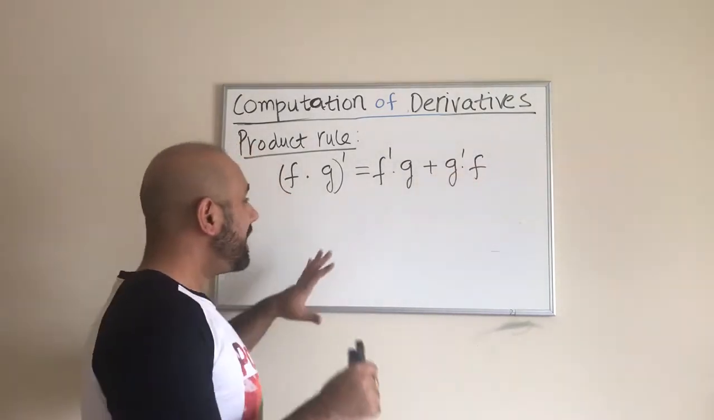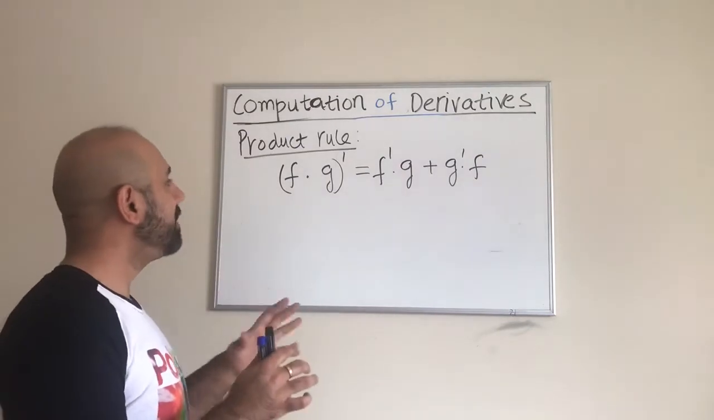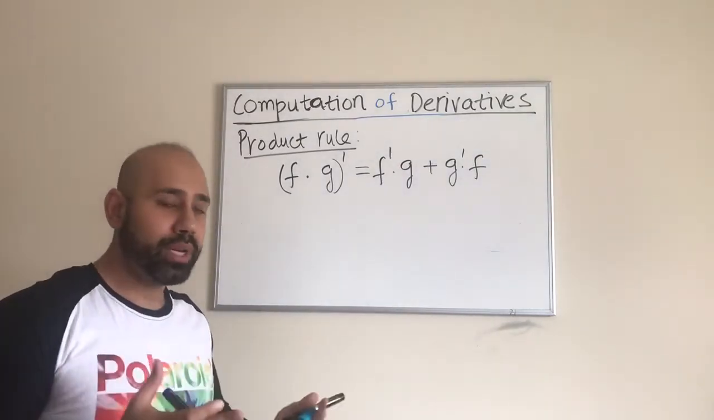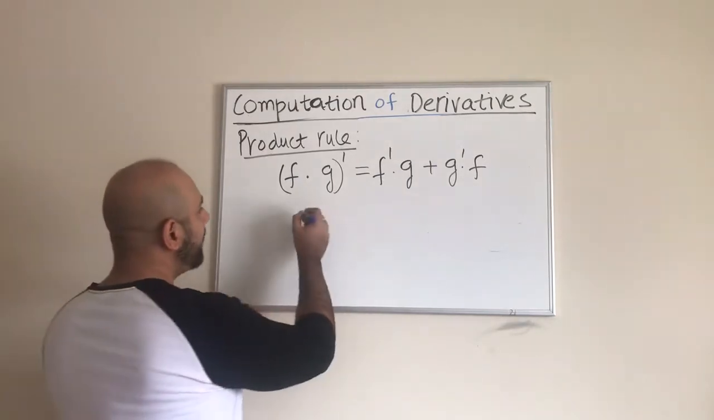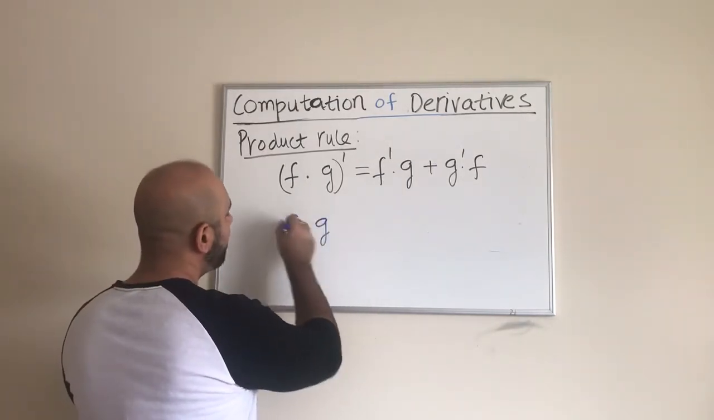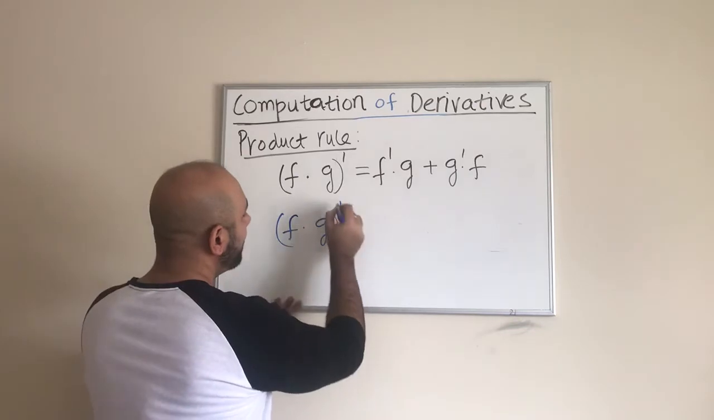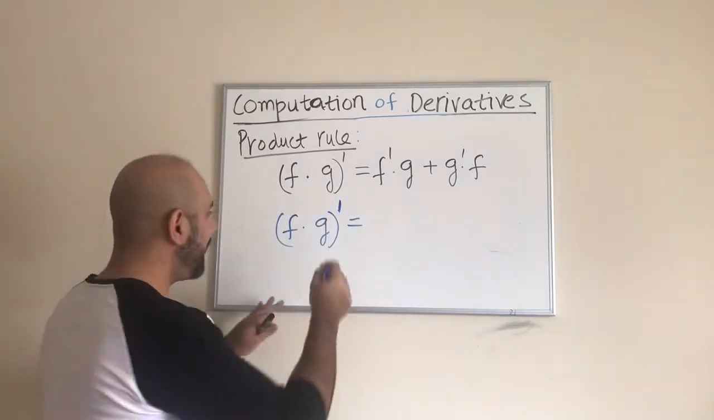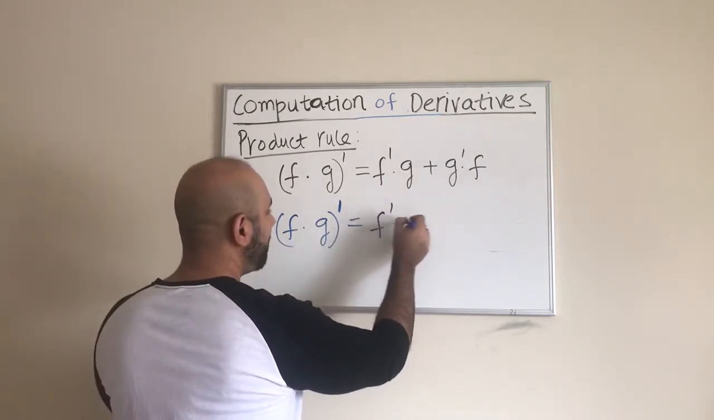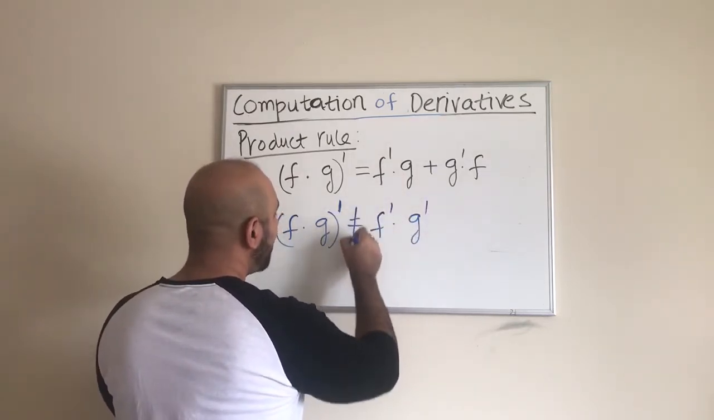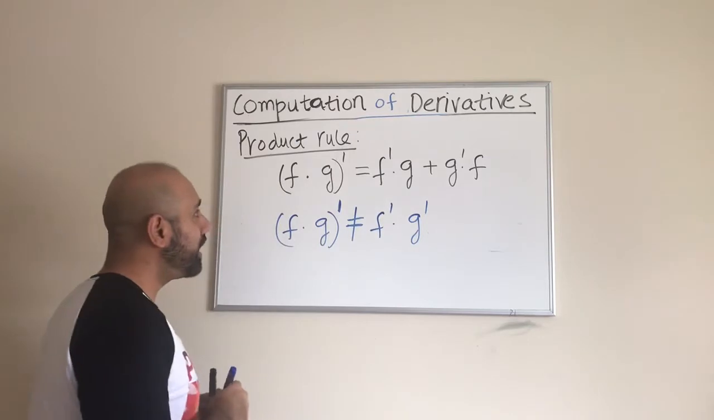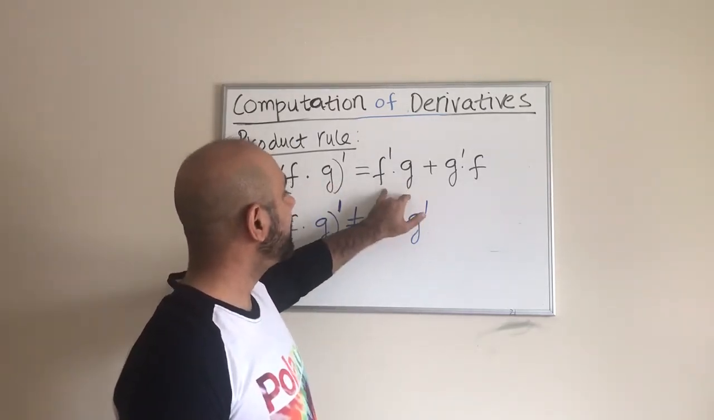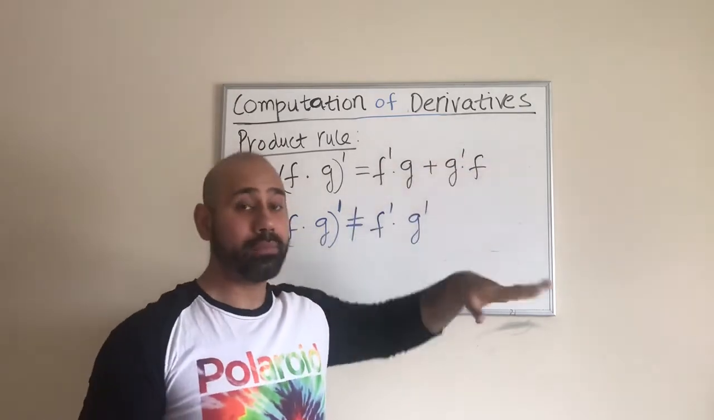So guys, the common mistake that I see sometimes students make here is because we're so used to distributing stuff. So the common mistake that I see people make here is that they feel sometimes that they can just distribute the derivative or the prime in this case, and they say that this is equal to f prime times g prime. But guys, this is not correct. This is not correct. One has to break it down like this. Take the derivative of the first times the second and plus derivative of the second times the first.